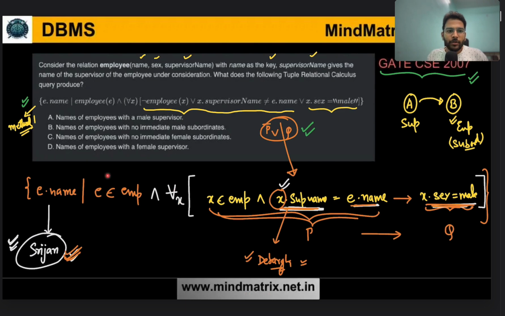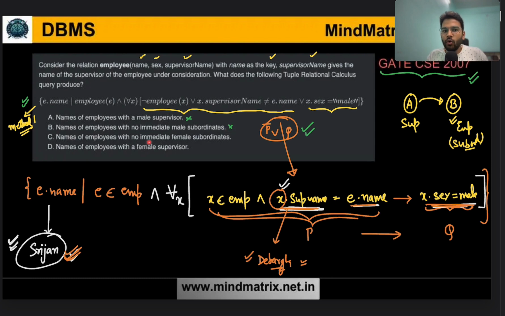That is also true. So now if you see the options here carefully, name of employees with a male supervisor. No, that's not what we are finding out, right? Clear? We are finding out the name of employees with no female subordinates, that means with all male subordinates. Option B. So this option A is incorrect. Option B, name of employees with no immediate male subordinates. No, we are finding name of employees with no female subordinates. So this is also incorrect.